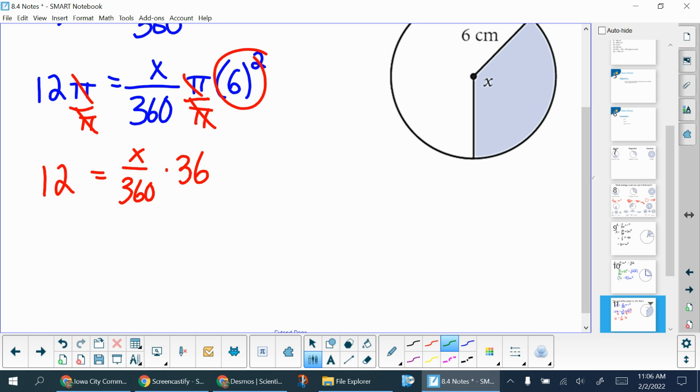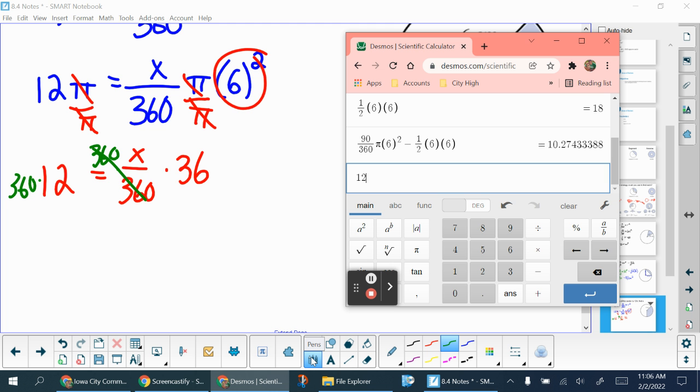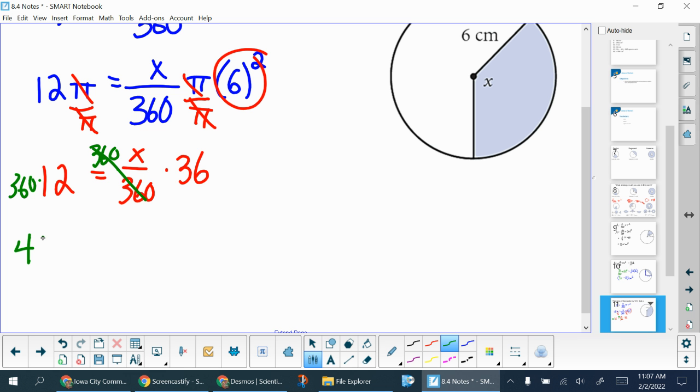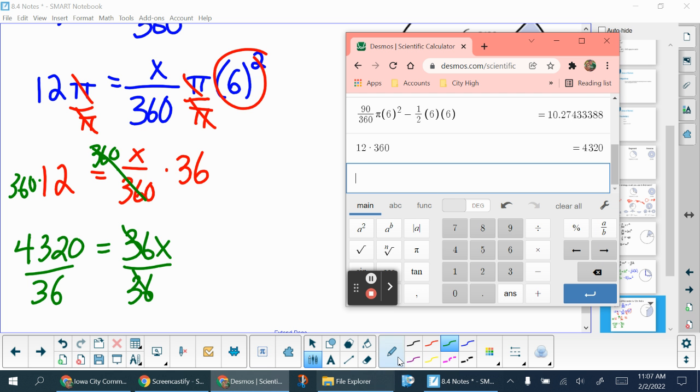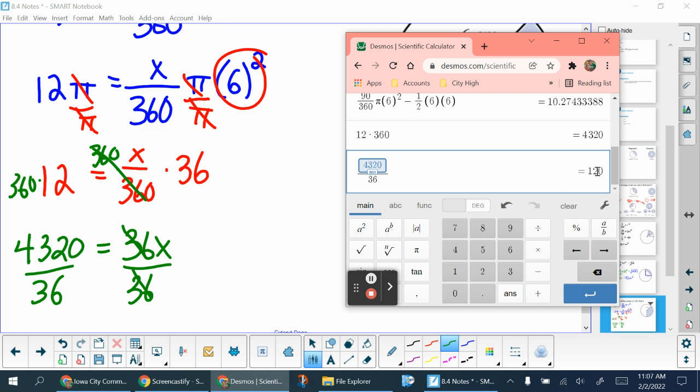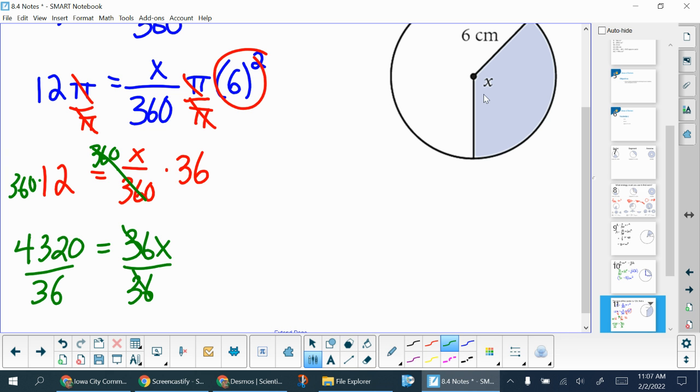At this point, one really nice option is to multiply both sides by 360. I've got this divided by 360. Let's multiply by 360. 12 times 360, not something I know off the top of my head, is 4,320. So I'd have 4,320 equals, well, I just have x times 36 left, so that'd be 36x. And then I can just divide by 36 on both sides. Again, calculators are nice, so I take that previous answer divided by 36, and it says 120. And since I'm talking about the angle, that is 120 degrees.